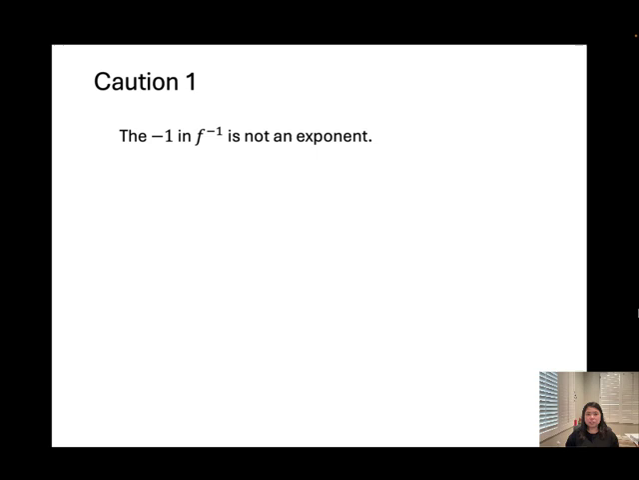Caution 1. The negative 1 in f^-1 is not an exponent. Don't consider this to be an exponent. Some students write it this way: f inverse of x equals 1 over f of x. This is not true. The f^-1 is the notation of the inverse function. It's not related to the exponent.